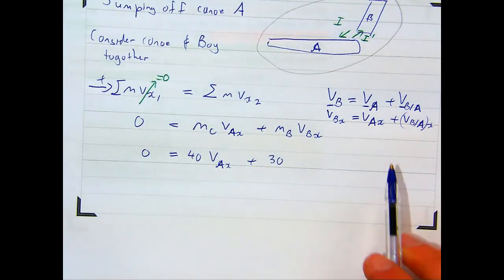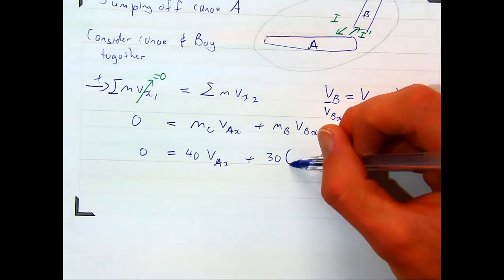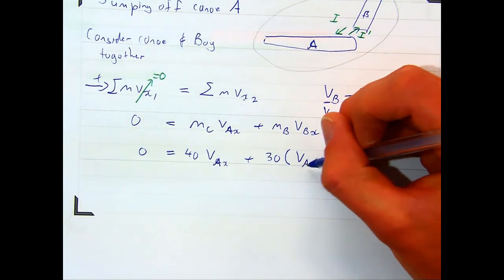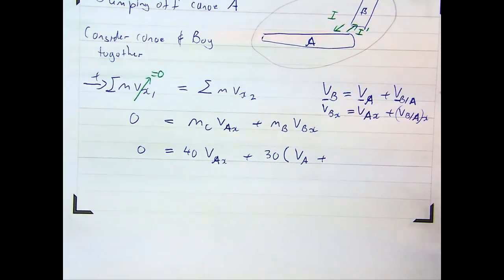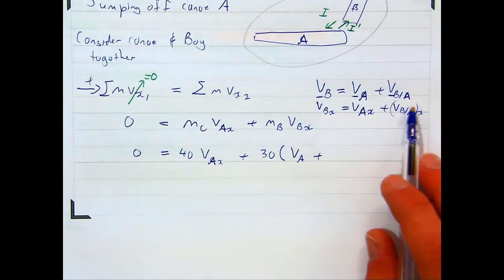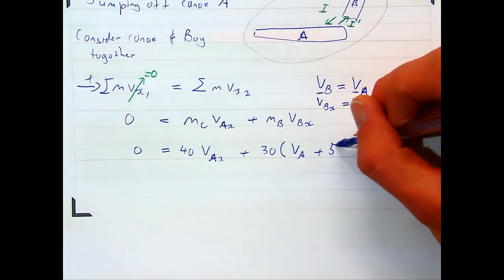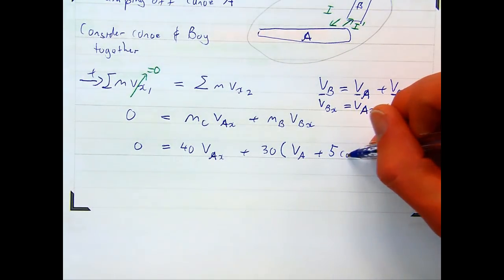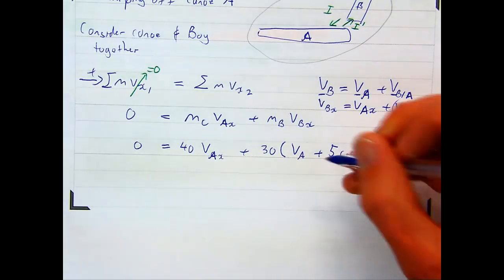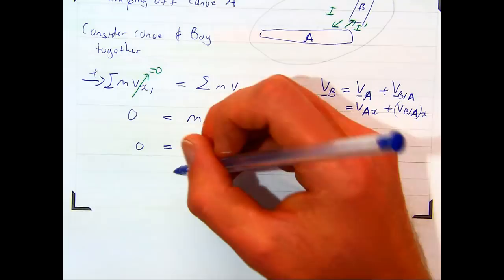Okay, and now we can take this equation and sub it into the expression for the boy's velocity. It becomes the canoe's velocity plus the relative component of his velocity. Now they say the magnitude over here is 5 meters per second, and he jumps off at an angle of 30 degrees. And finding the x component, we use cos of 30. And then this equation allows us to find the velocity of the canoe.